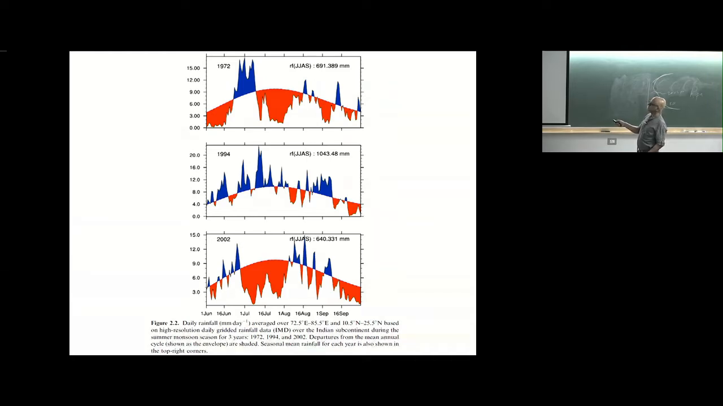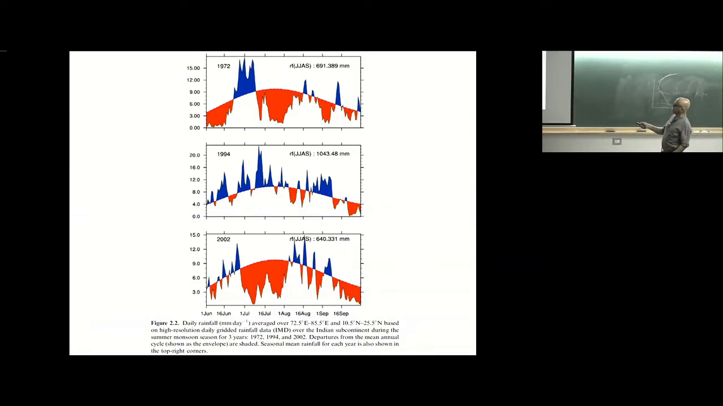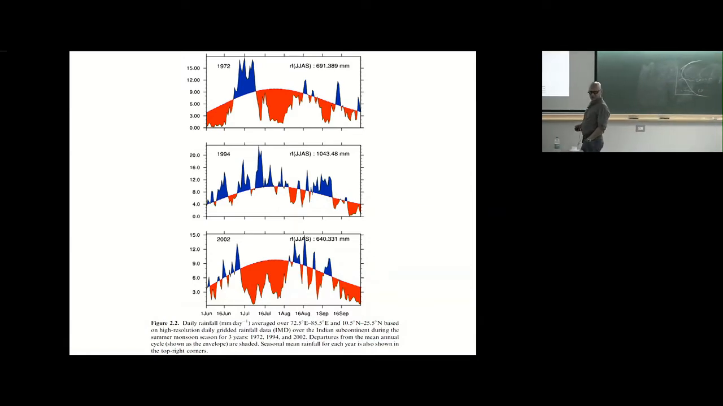And you can see that the distributions are different in a wet year compared to a dry year. Which means what? If this is the active period, this is the break period, you can see visually, maybe anecdotally, that there are more break periods, longer break periods during a dry year, maybe an El Nino year, and there are more and longer wet periods and shorter break periods during a normal year or a wet year.